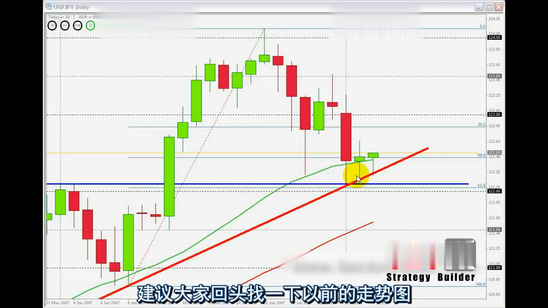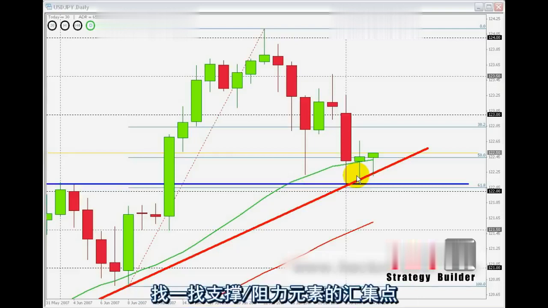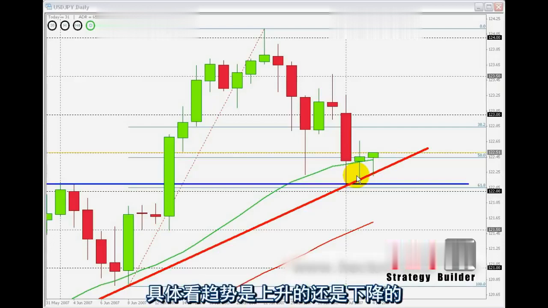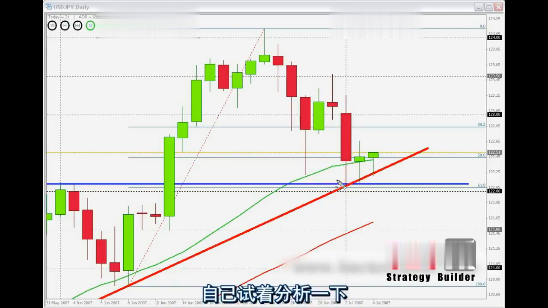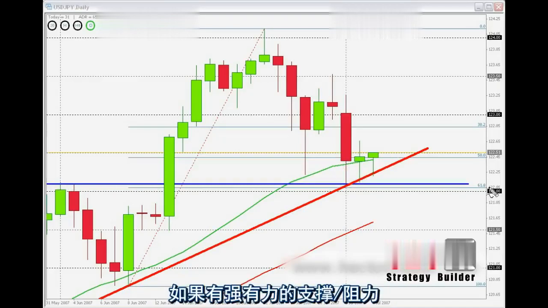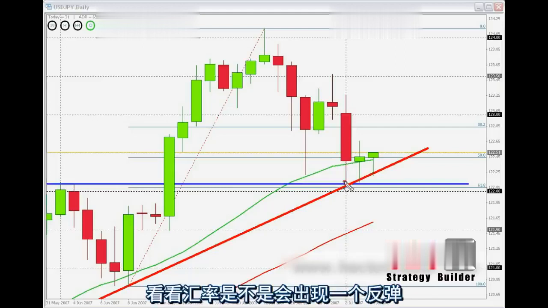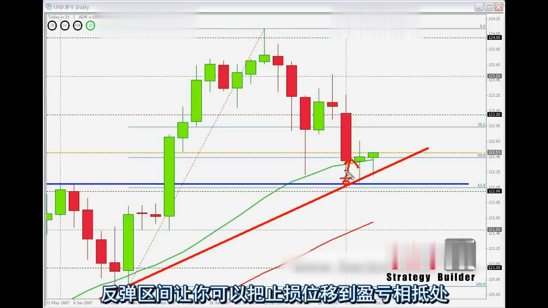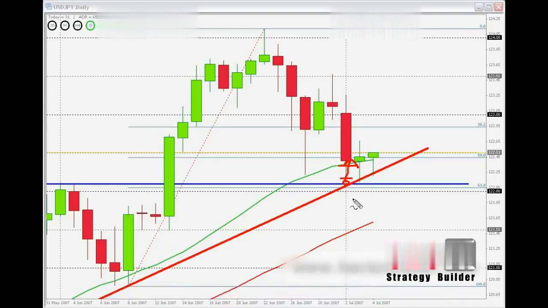Now I recommend you go through many charts, try to spot different areas of confluence, of support or resistance, depending whether you're in an uptrend or downtrend, and verify by yourself that if you do have a strong level of support or resistance, upon touching that level, you always see a quick bounce to the opposite side, just enough to move stop to break even. Trust me, it does happen.